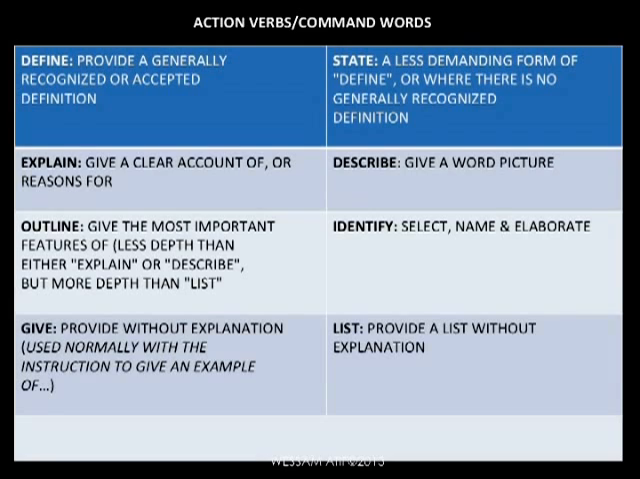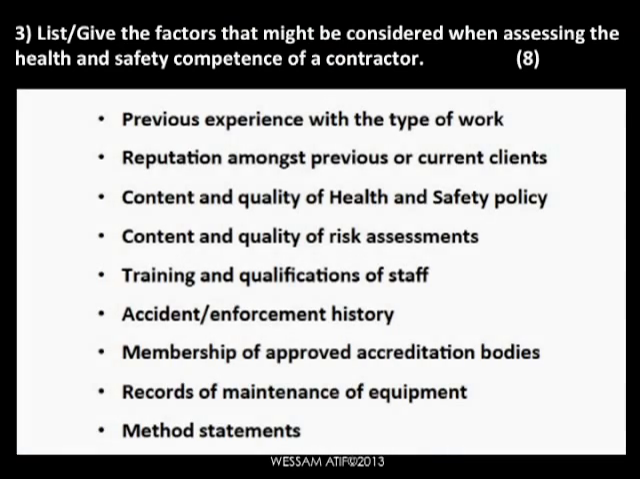And we're going to see examples shortly. Give and list. Those are, I can say, the shortest answers that you'd give in a NEBOSH IGC exam, usually not requiring a lot of detail. You're just enumerating or just listing or giving without details. Let's see an example. We'll start with list. If they ask you to list, for example, this is just an example, or give the factors that might be considered when assessing health and safety competence of a contractor.